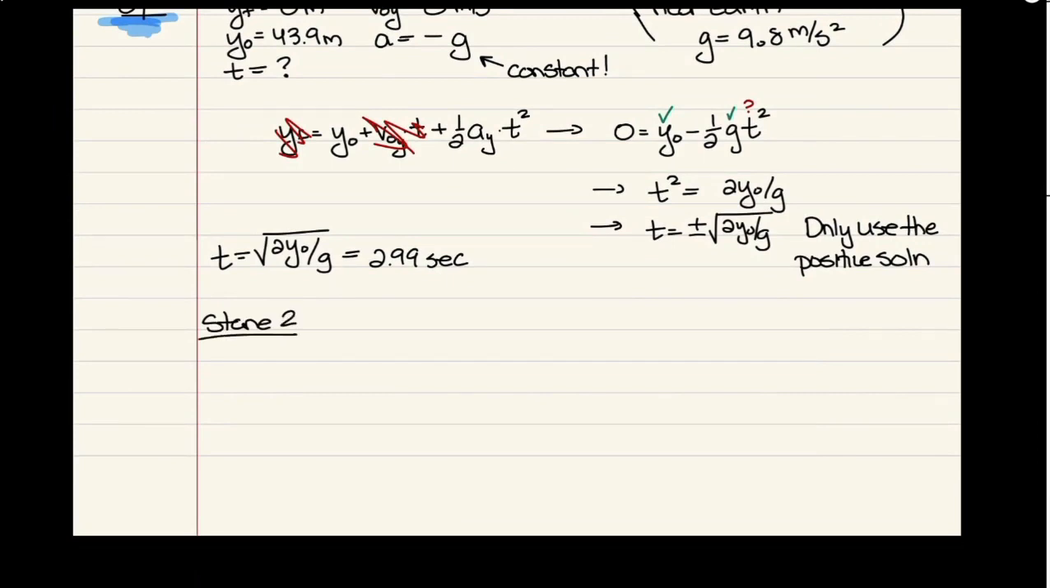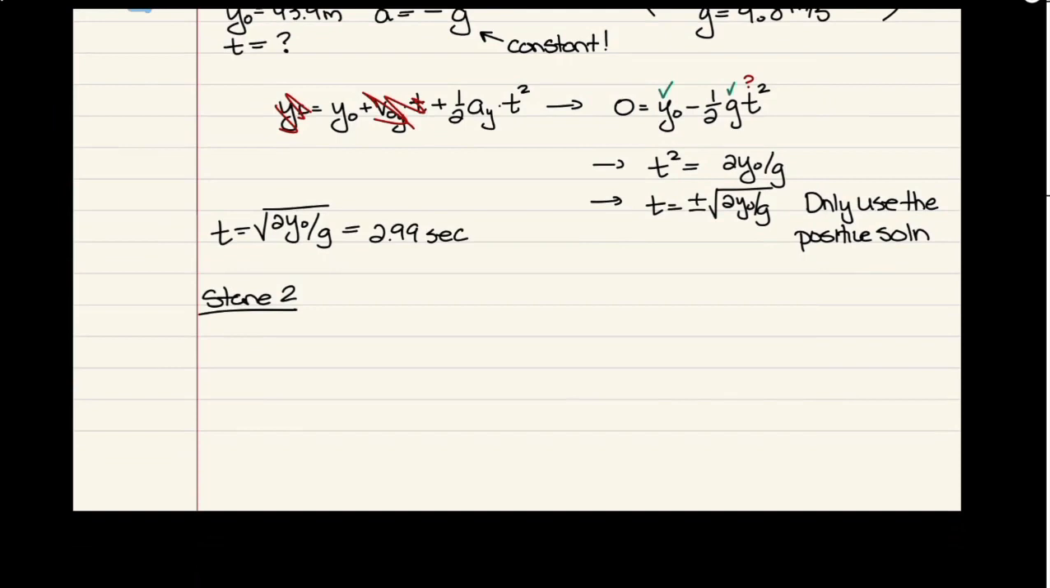So then stone 2, what do we know? Some things are the same. The initial position is the same. The final position is the same. The acceleration is the same. But now the initial velocity in the y direction is unknown. But we could say something about how long it takes this particular rock to make it to the water.